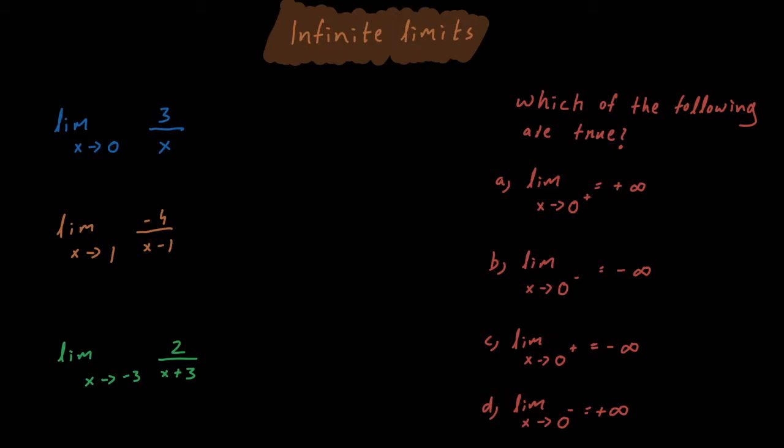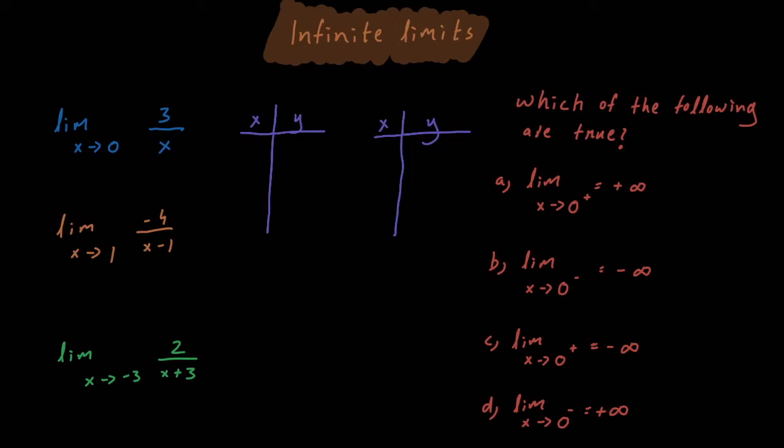Question: which of the following are true? Limit as x approaches 0 from the positive side at positive infinity. There's an infinity sign in the question, so we know it is a question of infinite limits. So we will simply make the tables. The first table will be for the positive side, x and y, and the second table will be for the negative side, x and y.